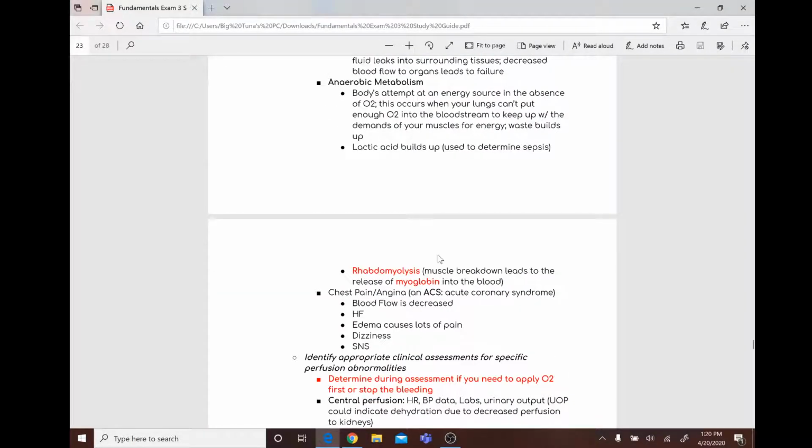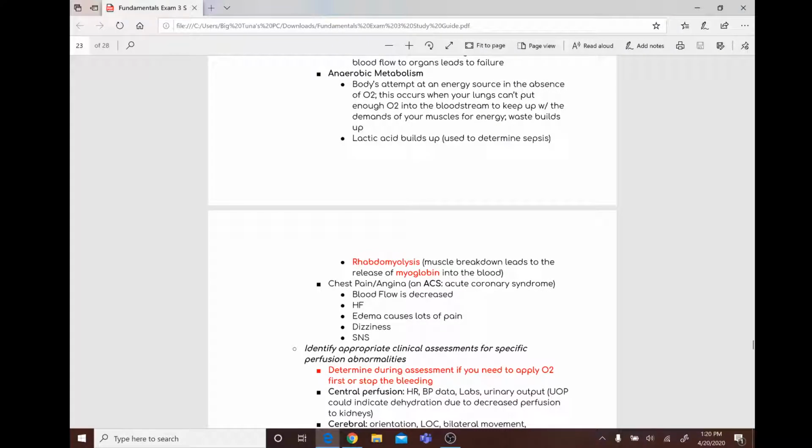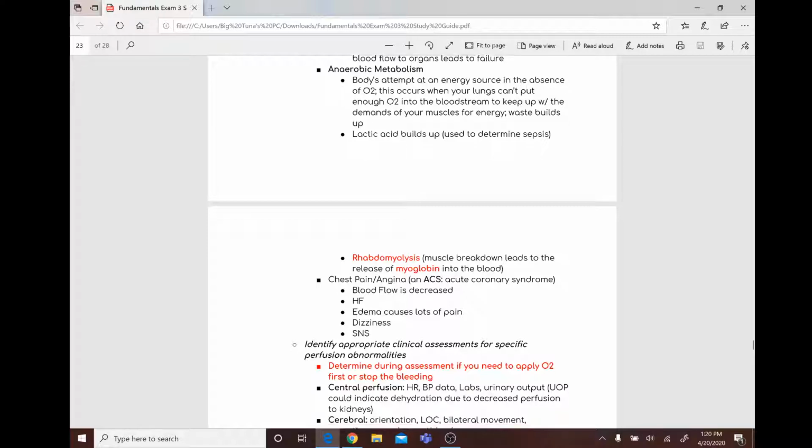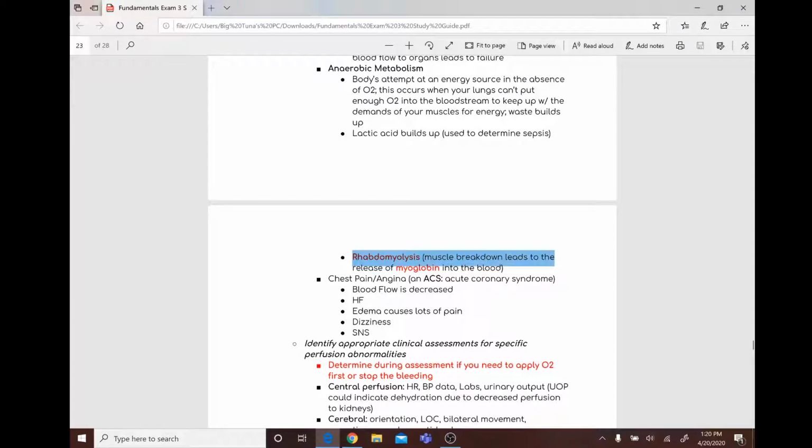All right. What is anaerobic metabolism? The body's attempt at an energy source in the absence of oxygen. This occurs when your lungs can't pull enough oxygen into the bloodstream to keep up with the demands of your muscles for energy. Waste builds up. Lactic acid builds up. This is used to determine sepsis. Then rhabdomyolysis, what that is.